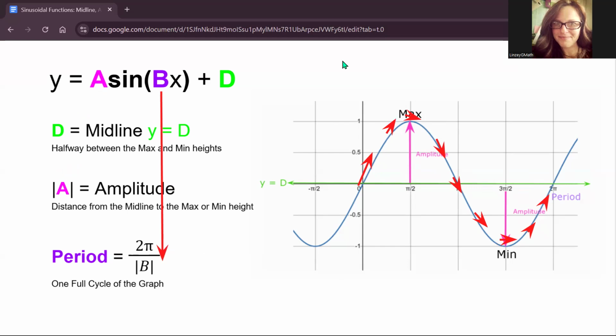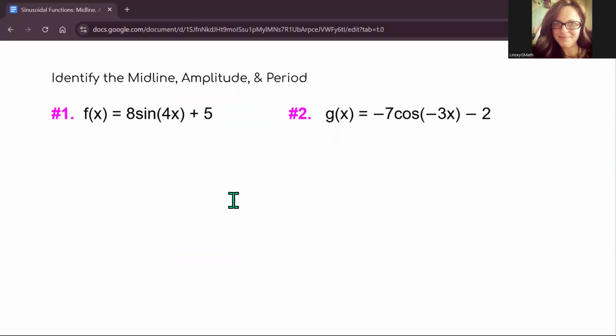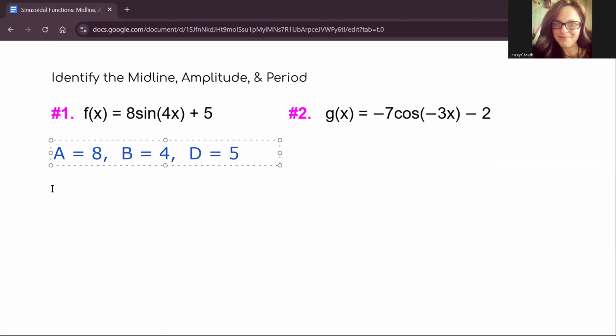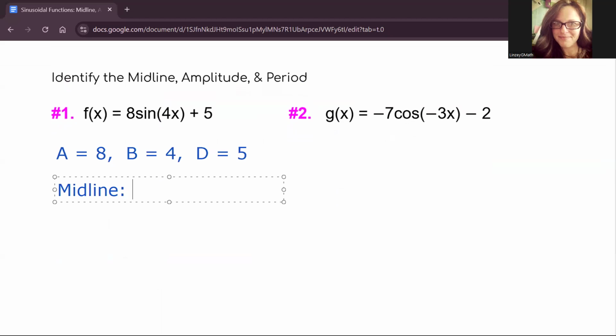Let's do some practice problems. Identify the midline, amplitude, and period. Let's start by identifying A, B, and D. In number 1, A is 8, B is 4, and D is 5. Let's identify the midline. The midline is y equals D. D is 5.